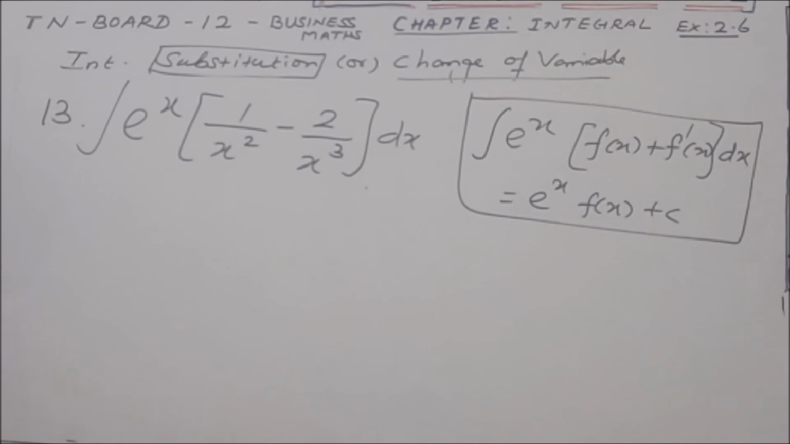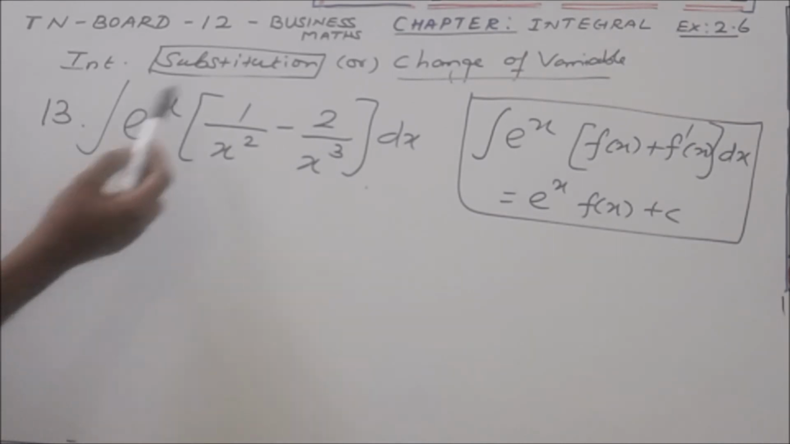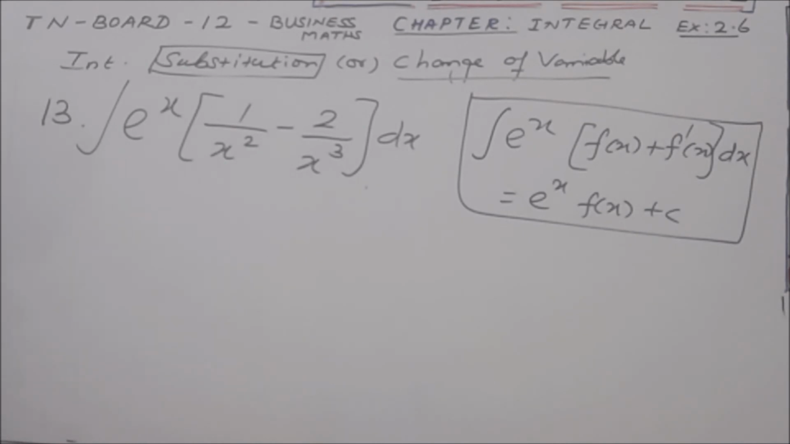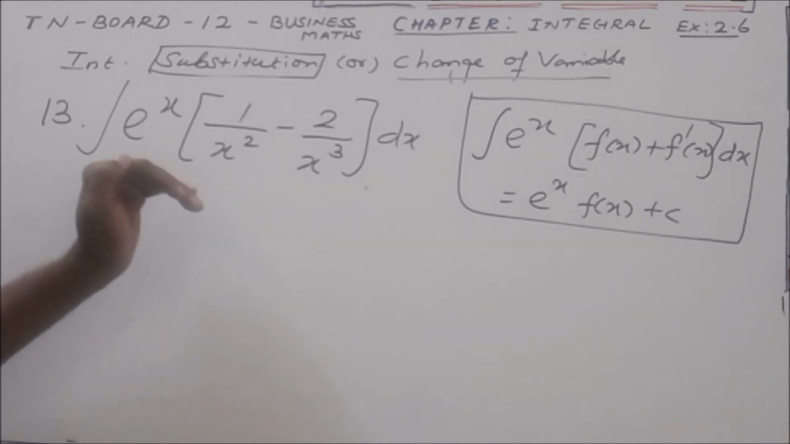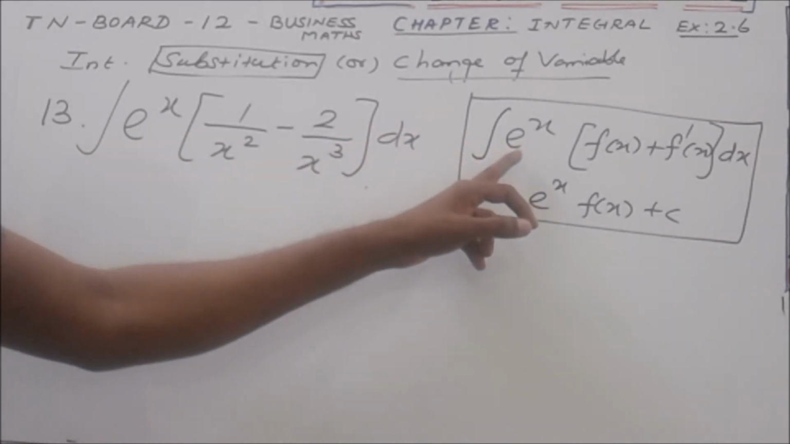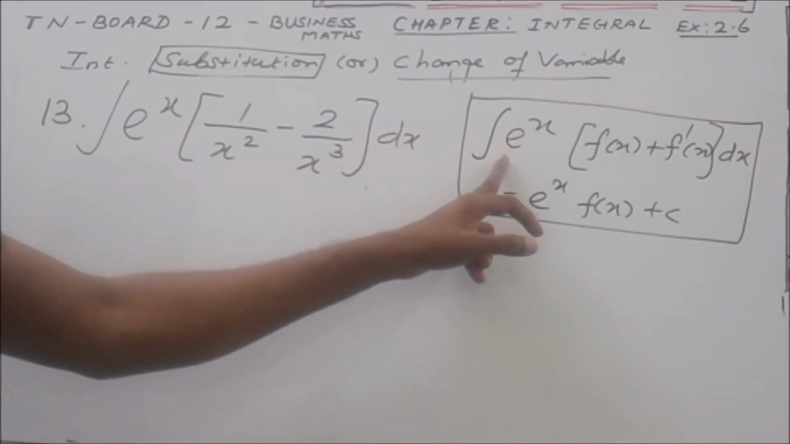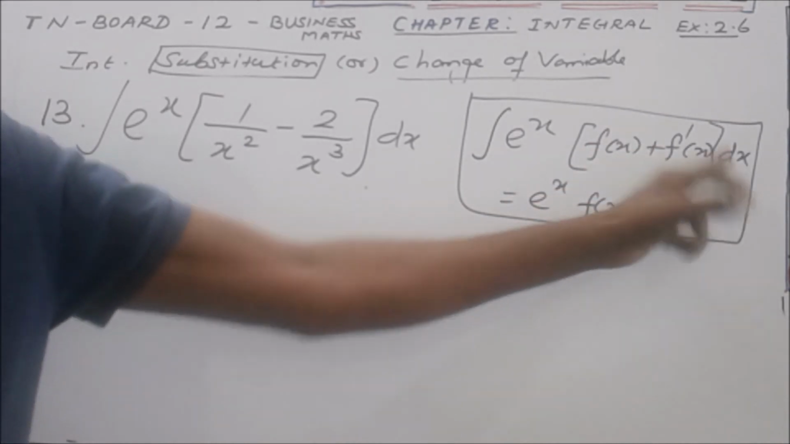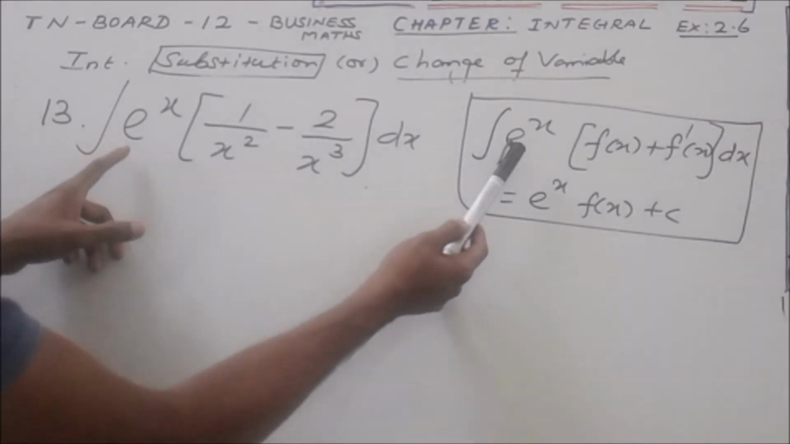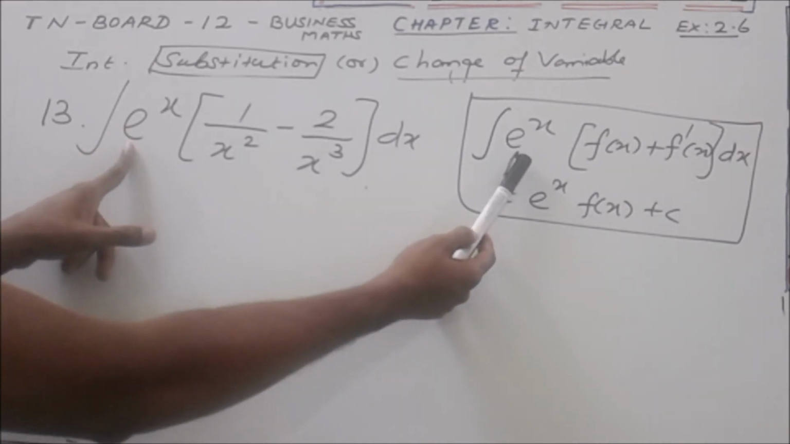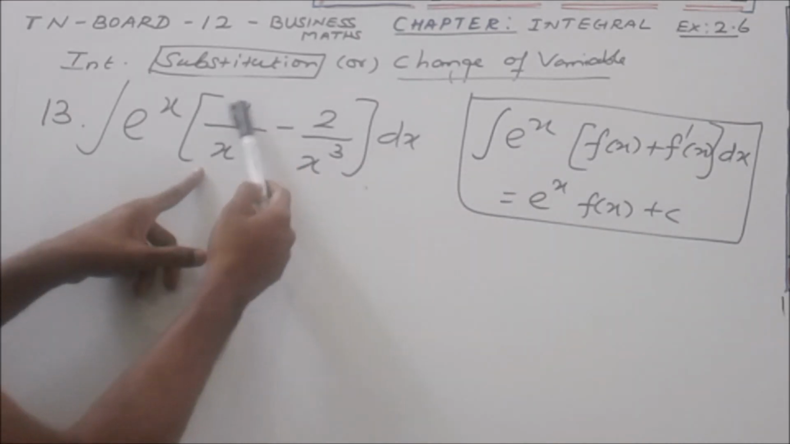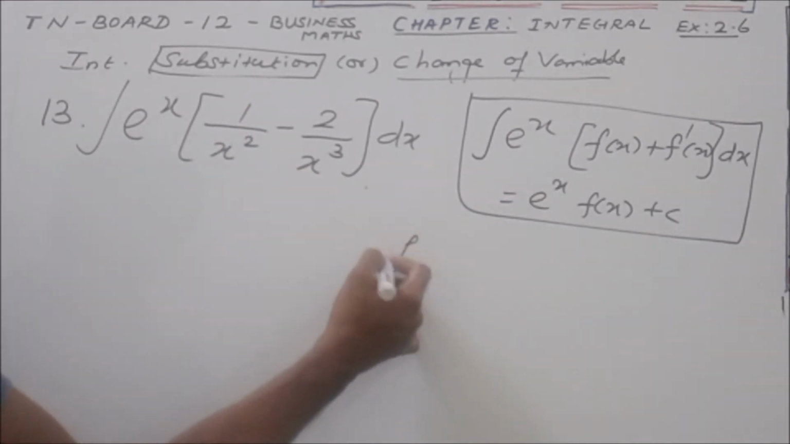13th question: integral e power x into (1 by x square minus 2 by x cube) dx. It is in a particular form. I have written the right side form: e power x into f of x plus f dash of x dx. Check the formula: e power x, and here is the function f of x. F of x is equal to 1 by x square.